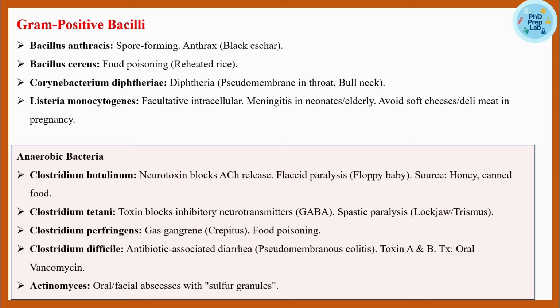Then you have anaerobic bacteria, all under gram-positive here. So you have Clostridium botulinum, like we discussed, it causes botulism. Then you have Clostridium tetani, Clostridium perfringens, Clostridium difficile, which causes antibiotic-associated diarrhea. Then you have Actinomyces bacteria as well, which causes the sulfur granules.